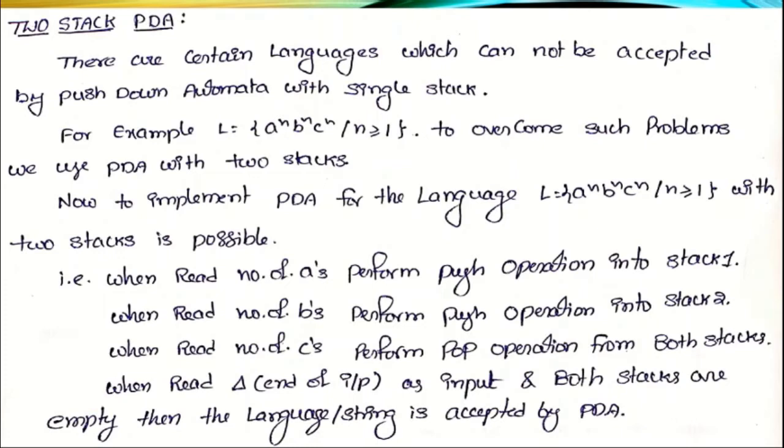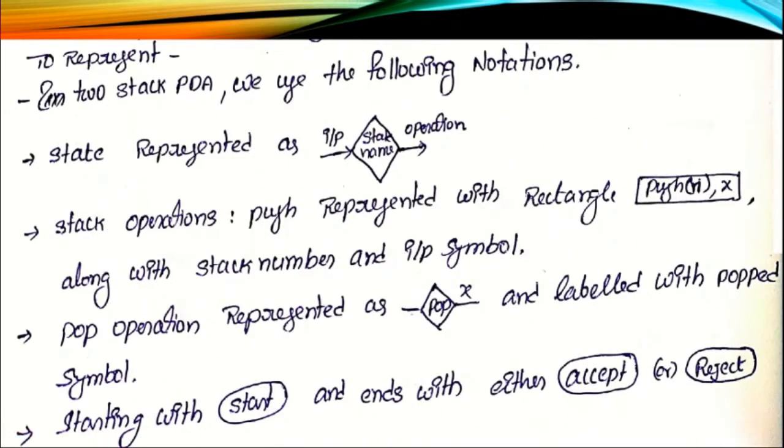Now we discuss some example problems on how to implement a two-stack PDA. Before discussing how to implement a two-stack PDA for a specific language, we observe the representation of a two-stack PDA. The normal representation, the instantaneous description, is not enough to represent a two-stack PDA. Why? Because in the instantaneous description we can't properly differentiate whether the push operation is performed at stack 1 or stack 2.